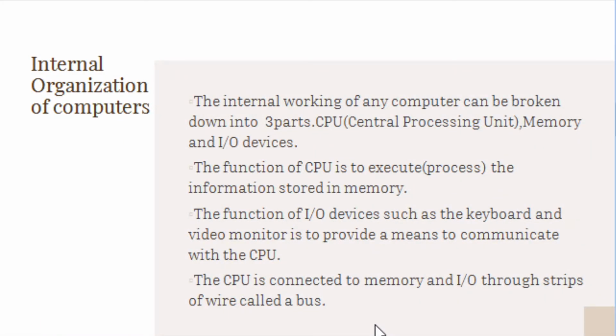The function of a CPU is to execute the information stored in memory. By information stored in memory, we refer to the program that is stored inside ROM. The function of input-output devices such as the keyboard and video monitor is to provide a means to communicate with the CPU. So the input-output devices basically communicate with the CPU.